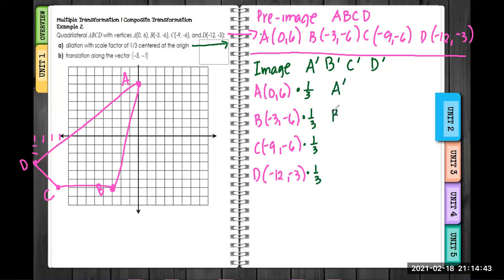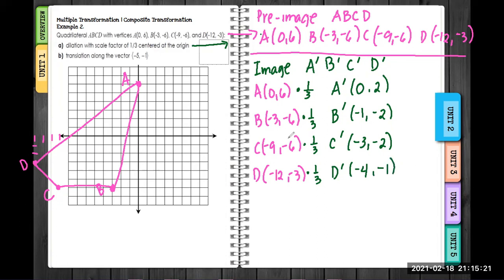So your A prime, your B prime, your C prime, and your D prime would be another one. So 0 divided by 3 is just 0. 6 divided by 3 gives us 2. Am I right? Next, B prime. Negative 3 divided by 3 is negative 1. Negative 6 divided by 3 is negative 2. Right? Next, C prime. Negative 9 divided by 3 is negative 3. Negative 6 divided by 3 is negative 2. D prime. Negative 12 divided by 3 is negative 4. And then negative 3 divided by 3 is negative 1. Okay? I'll look for those coordinates.